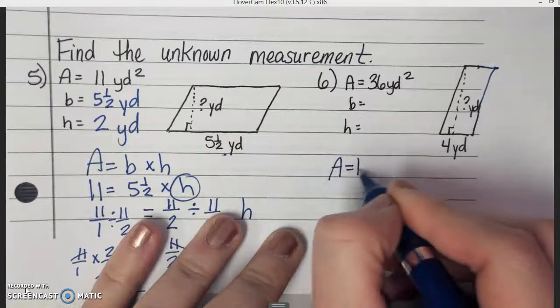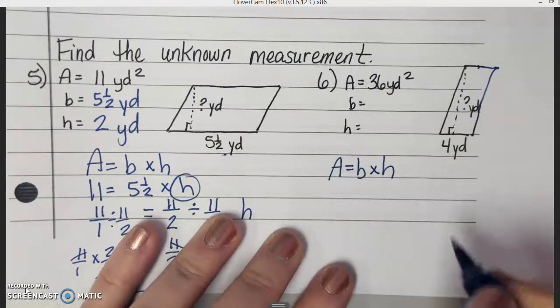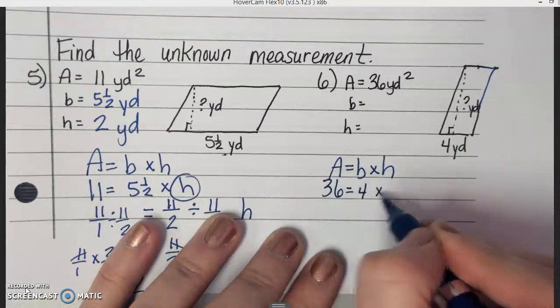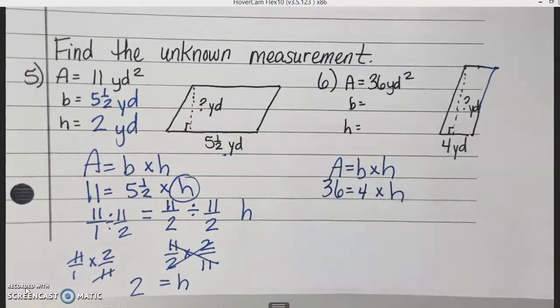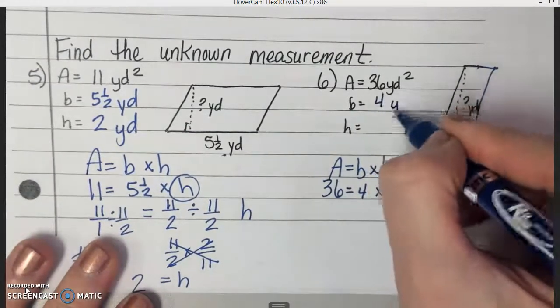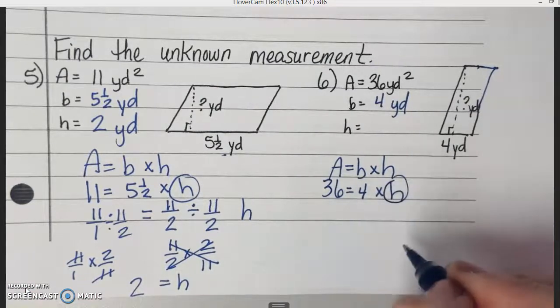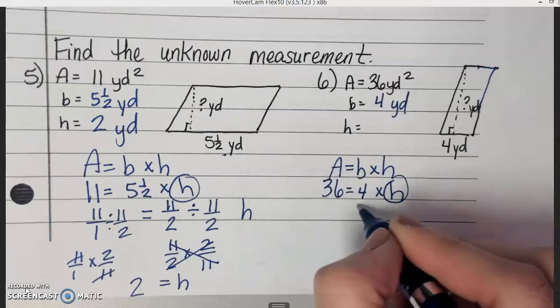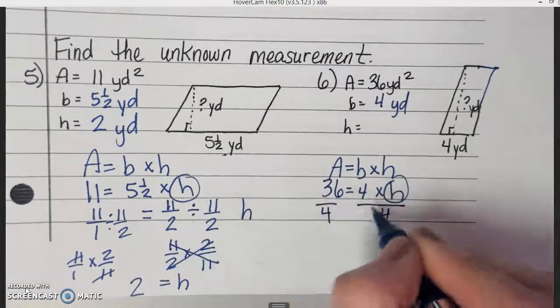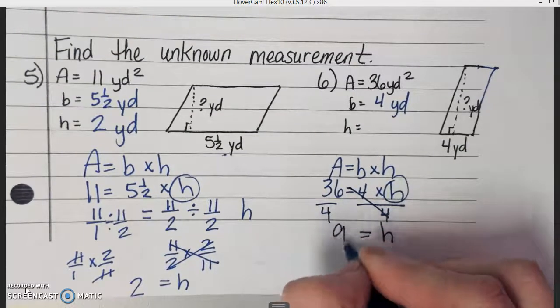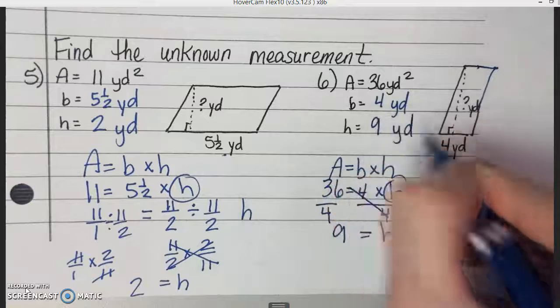Start with area equals base times height. We're going to replace A with 36. My base is 4, and we're trying to find our height. Hopefully this one's a little bit easier. I could go back and put my base right here as 4 yards. Alright, so what am I going to do to get H by itself? Not multiply. Divide by 4. My 4's cancel out and leave me with H. 36 divided by 4 is? So I get that my height is 9 yards.